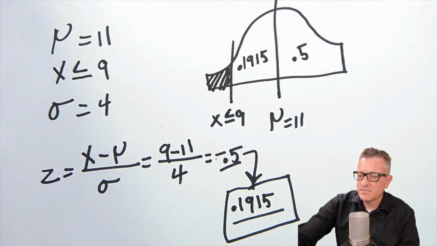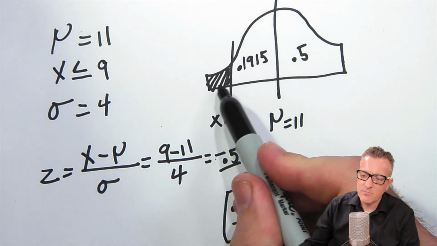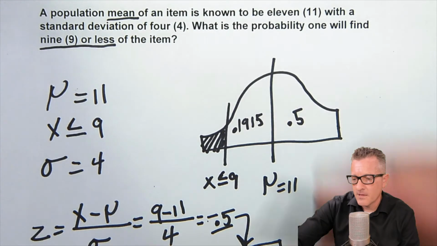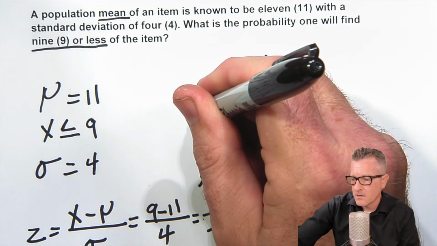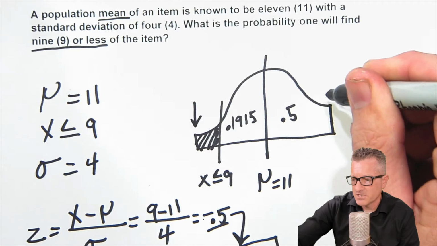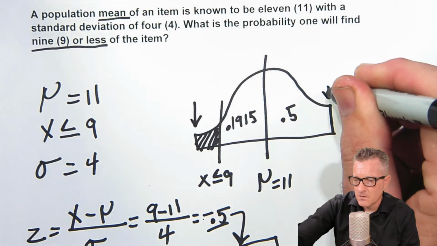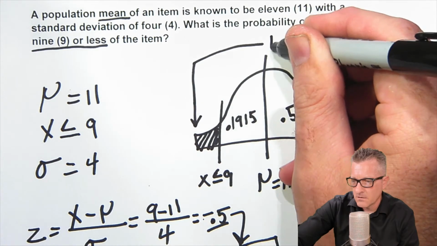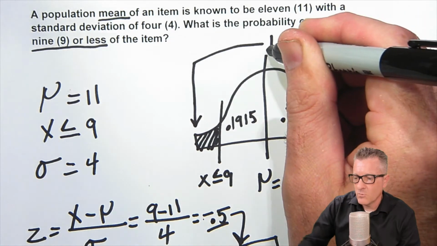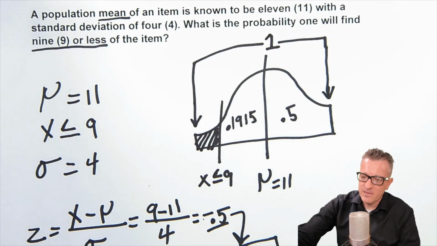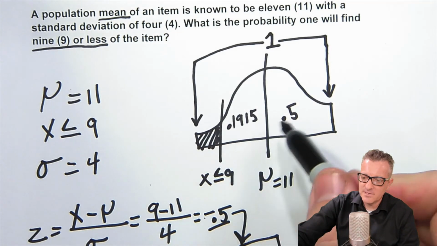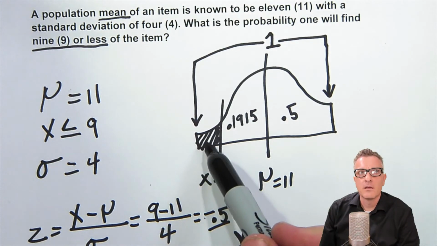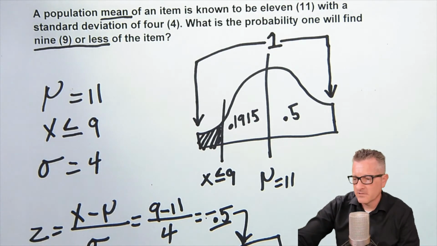So what that means is we need to do subtraction, and that is because our whole distribution ends up equaling 1. And if it ends up equaling 1, then we have to add these two sides up and then subtract them from 1 to get this right here. And that's what we're going to do to solve this.